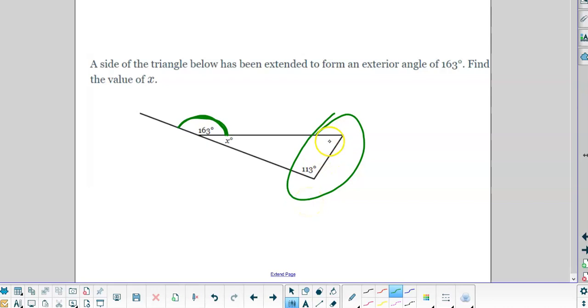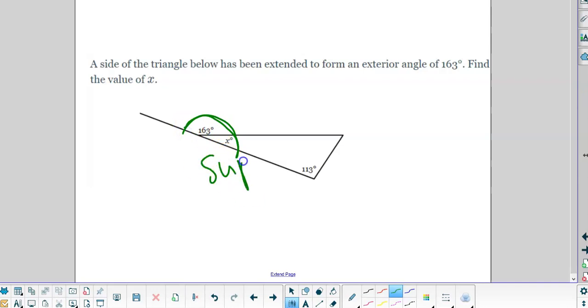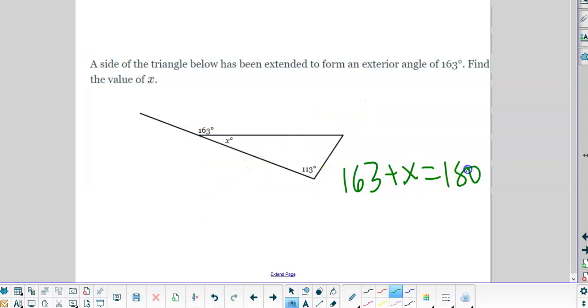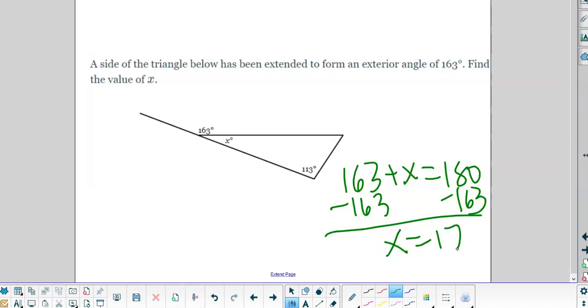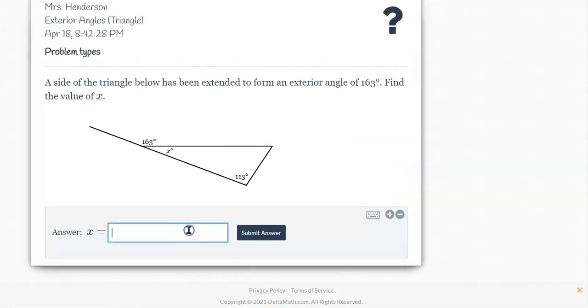Always. Now, unfortunately, I don't know this one, but I do know its adjacent angle. So I can use my supplementary rule here. These two angles are supplementary. So 163 plus x has to add up to 180. Subtract 163 from both sides. X is equal to 17. All right, let's check it out.